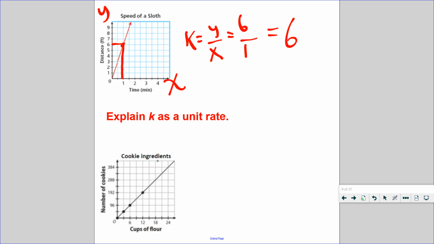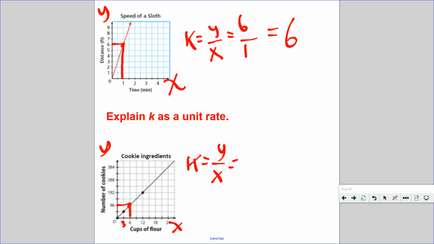Next one, cookie ingredients. These are the number of cookies, Y, and these are the cups of flour, X. So constant proportionality is K equal Y divided by X. So let's choose something here. Well, I could use this point. This would be 3, but I'm not really sure, I think it's half of it. But let's choose the easier point right here.